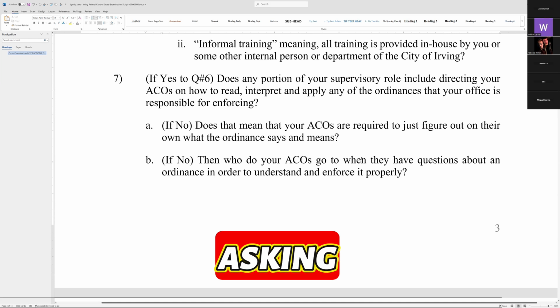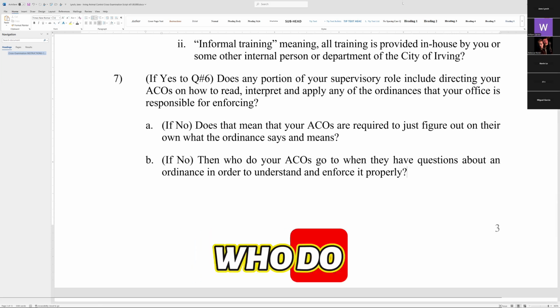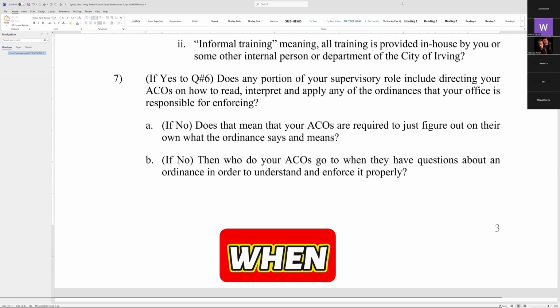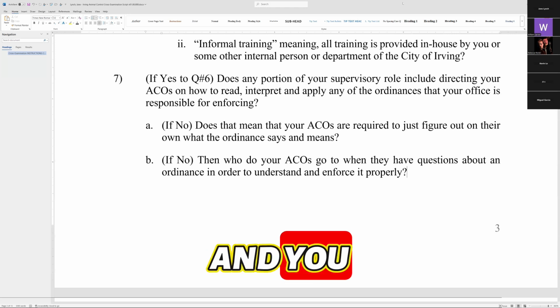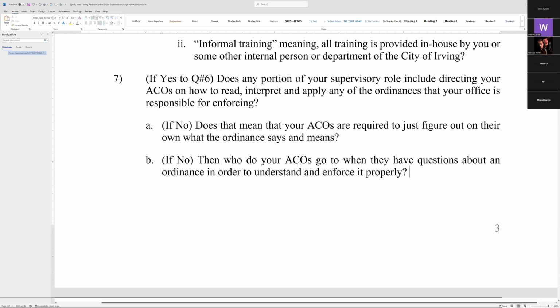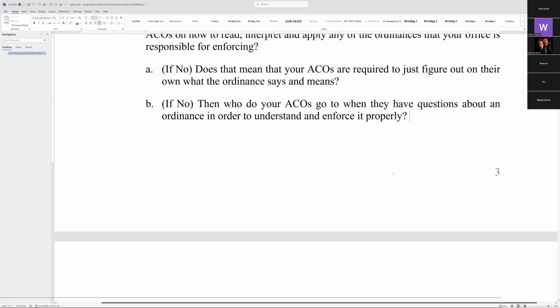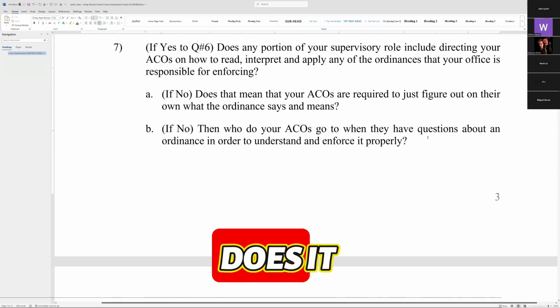Let me finish asking my question. Then I asked you, who do your ACOs go to when they have questions about an ordinance in order to understand and enforce it properly? And you just testified that it was you. Do I have that testimony thus far accurate? Sure. Is that a yes or a no? No, it doesn't work like that. Okay. Then how does it work?